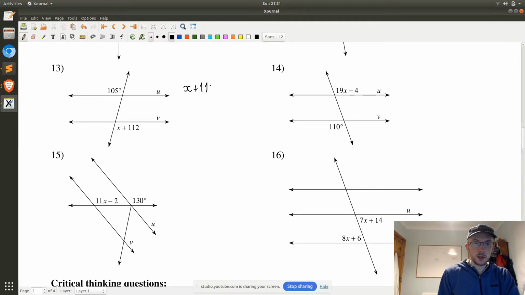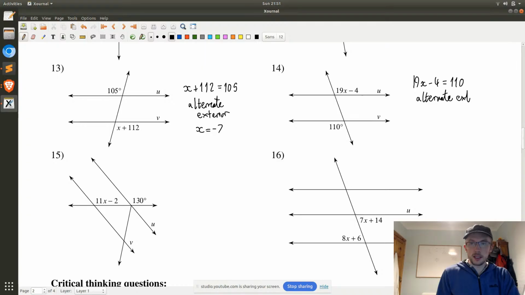X set of 112 would have to equal 105. They would have to be alternate exterior angles, and thus x would have to equal -7. 19x take 4 would have to equal 110. They would have to be alternate exterior angles, and thus 19x would have to equal 114, and thus x would have to equal 6.